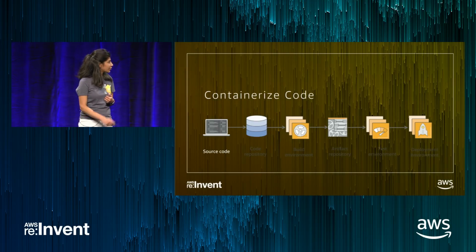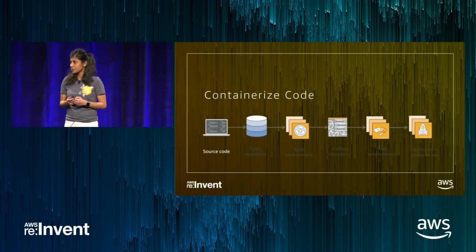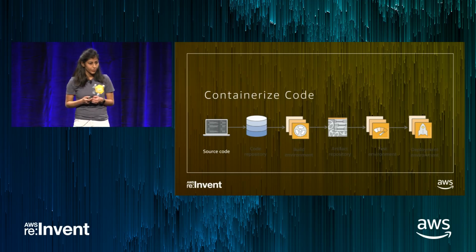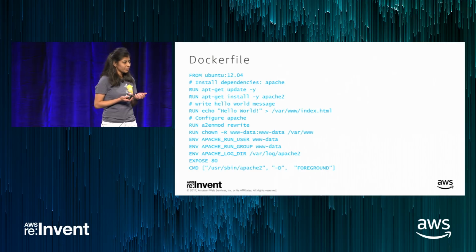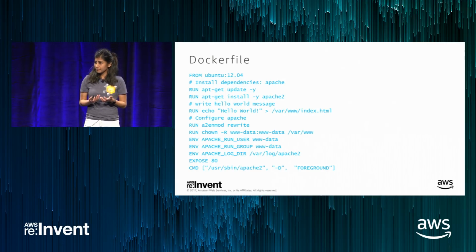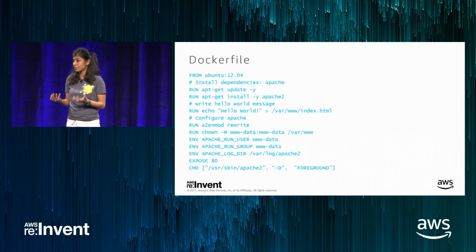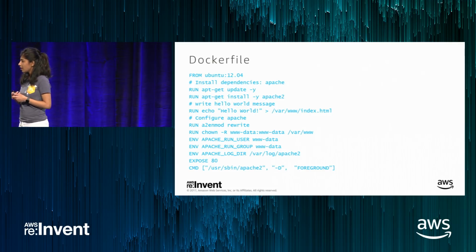Let's go back to our software development lifecycle. Our first step is source code. So we want to containerize your source code. And we start by doing that using Dockerfiles. Now, Dockerfiles are a simple text file with a syntax that allows you to define the environment your application is going to run in and all the dependencies that it comes with.